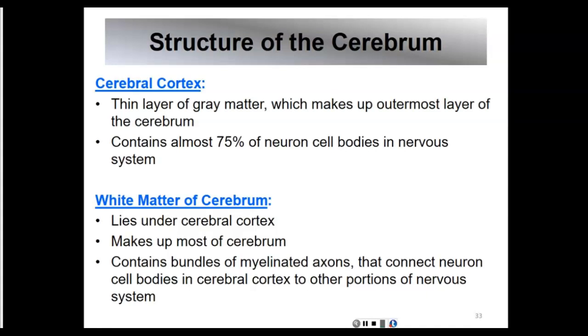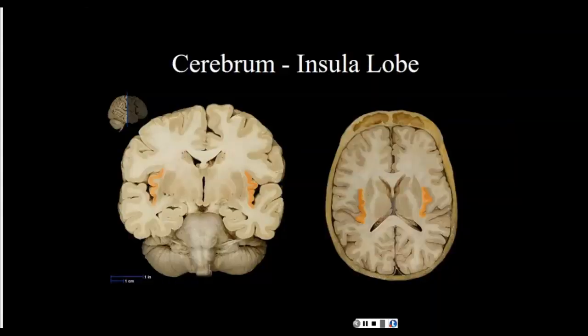So the structure of the cerebrum consists of gray and white matter. The cerebral cortex is a thin layer of gray matter, which makes up the outermost layer of the cerebrum, and it contains almost 75% of the neural cell bodies in the nervous system, which is saying a lot. That's a lot of your nervous system right there in that thin layer. If we look here, see this gray layer out here? That's what we're referring to.